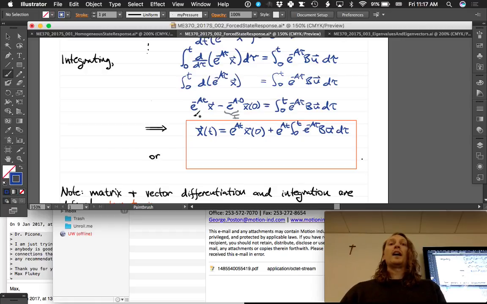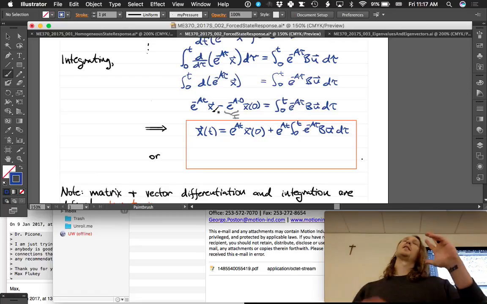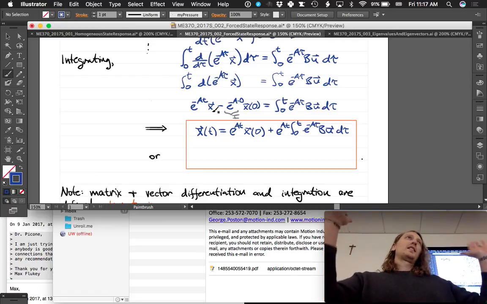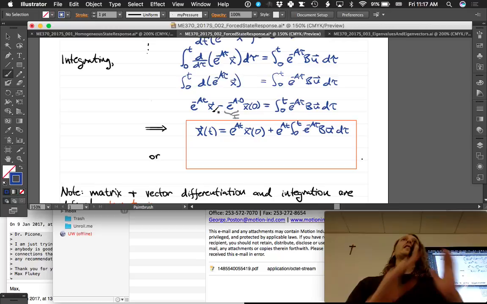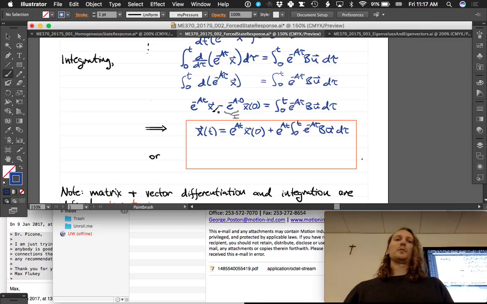But then I had this e to the negative At on the left-hand side multiplying x. So I had to multiply both sides by e to the positive At, left multiply. Remember, in linear algebra, the order matters. So we have to left multiply by e to the minus At. We had to left multiply everything on this side by e to the At. Okay, now this can be simplified.